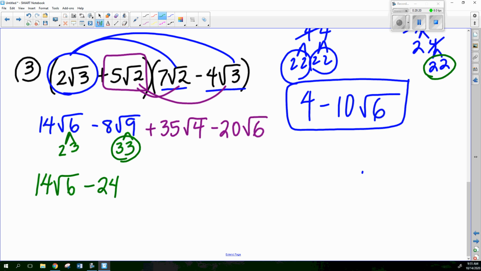All right, how about the square root of 4? Does that have a pair in it? Yep. What am I going to do with that 2? Multiply it by 35. I get 70 with no radical. And then we already saw in the first one the square root of 6 didn't have any pairs in it, so that one's just going to come down.